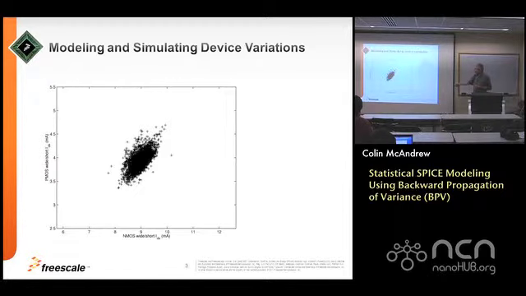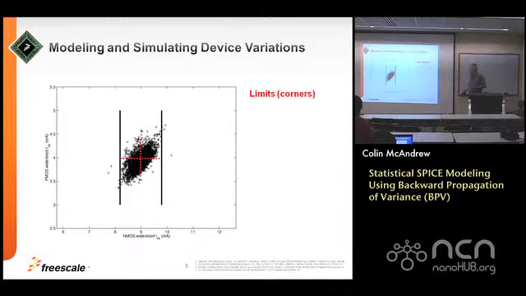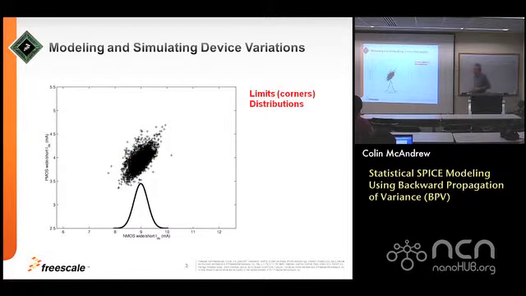What's being shown here in the vertical axis is the saturated drain current of a PMOS device versus the saturated drain current of an NMOS device. So in models, we need to do four things actually. We need to be able to model the limits, and we'll use that for corner files. You need to be able to model the distributions, which is then used for Monte Carlo type simulations.